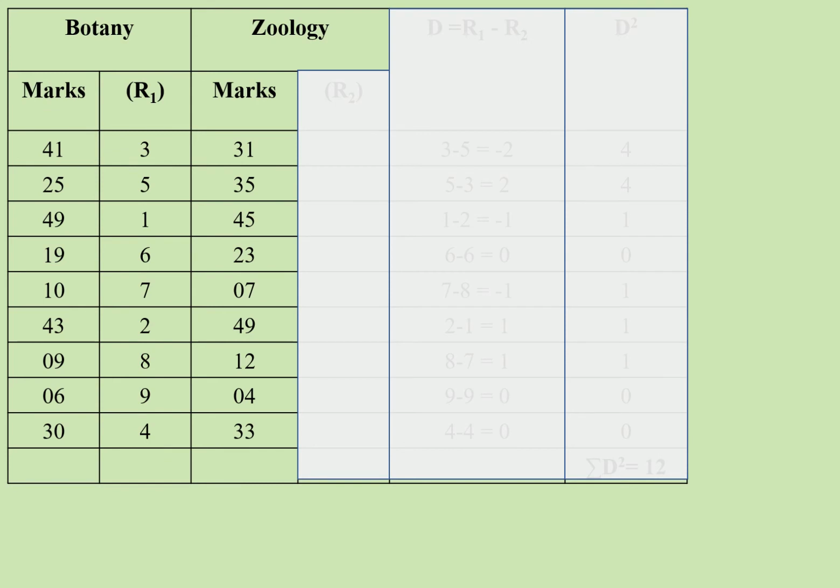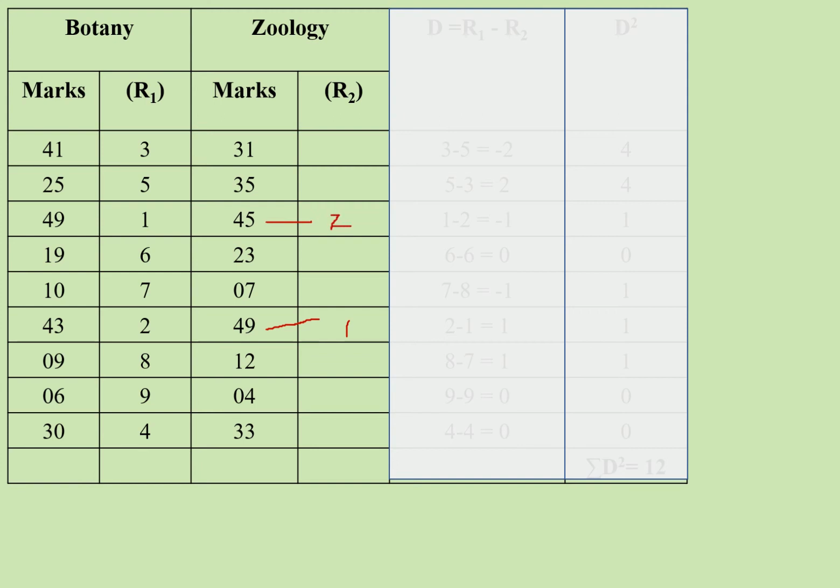In the same way, you have to assign ranks to the students in zoology on the basis of their marks from highest to lowest. The highest marks in zoology is 49. So the student who scored 49 marks gets rank 1. Next to 49 is 45. Rank is 2. Next to 45 is 35. Rank is 3. After 35 is 33. Rank is 4.